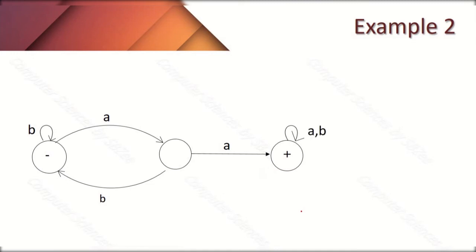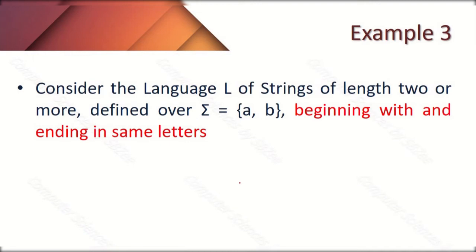This machine is now deterministic because all states have all the input letters' movements. Now consider example number 3. A language of strings of length 2 or more, beginning with and ending in the same letter. The condition imposed on this machine is that it must start and end at the same letter.